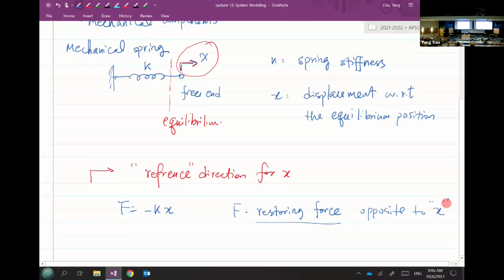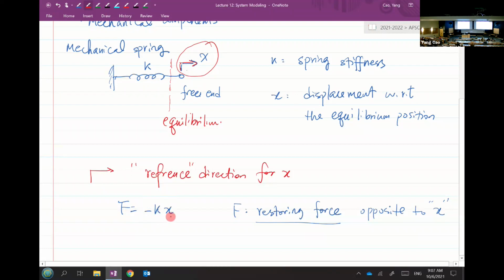So, opposite to the deflection x. Essentially, this force exists. Especially if you attach an object to the end of the spring, then that object will feel the force. That force will be exerted on any mass or object attached to the free end, and the force exerted on the mass will be determined by this quantity.